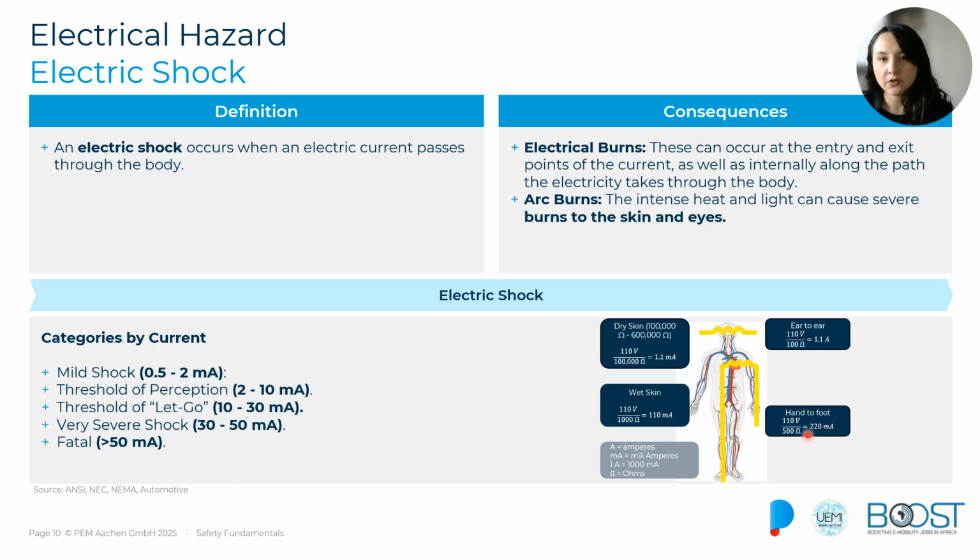And finally, another important aspect is the duration of the exposure, which plays a critical role, because the longer the current flows through our body, the greater the damage will be. Even a brief contact with high voltage can be catastrophic, or a low voltage over a long period can also be catastrophic. So a combination of all of these factors will affect us.